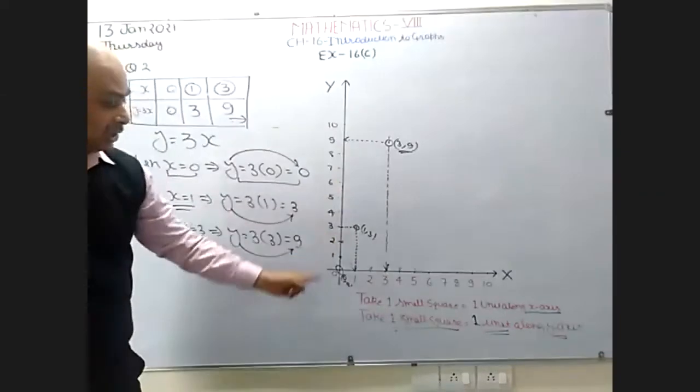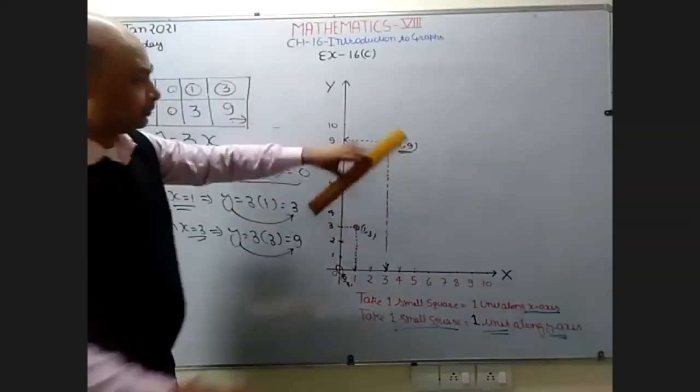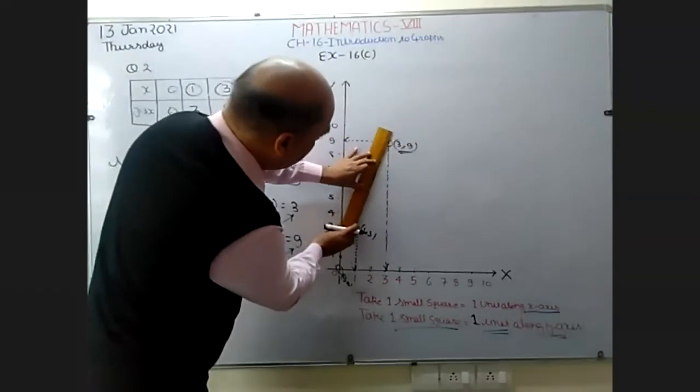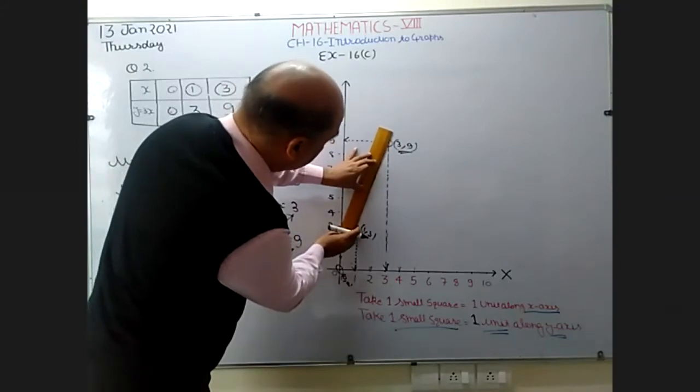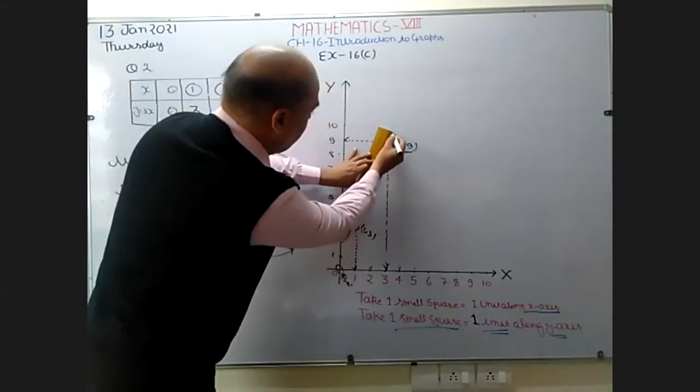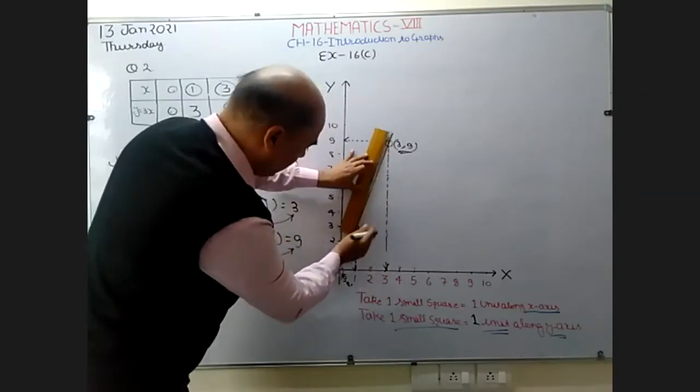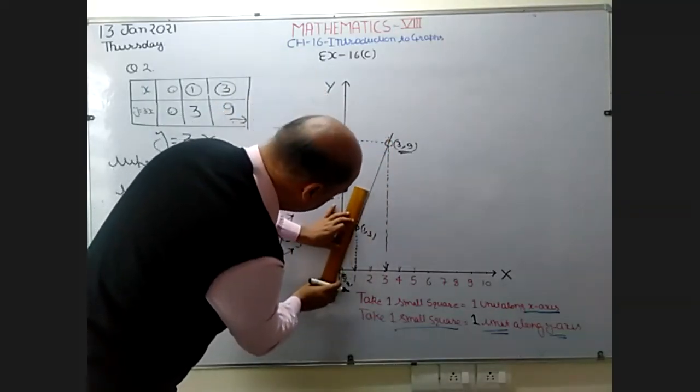Now join these 3 points one by one. Take your scale. Join the first 2 points with the help of the scale. After that, join these 2 points.